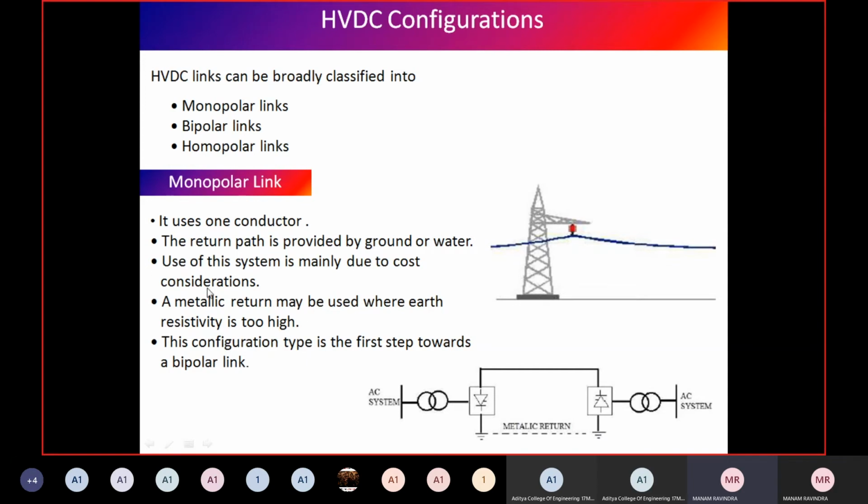A metallic return may be used where earth resistivity is too high. That means suppose the ground impedance is very high, the current cannot pass through the ground. So a metallic return is placed here such that current passes through this closed path. This configuration type is the first step towards the bipolar link.